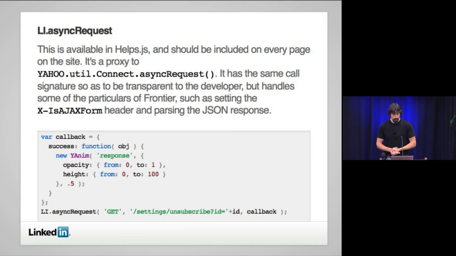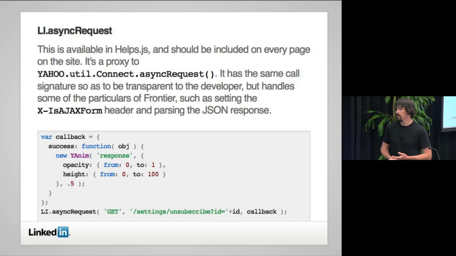It takes three parameters, which is the verb you're using, either get or post, the URL you want to hit, and a callback. And by default, you actually don't even have to pass in a callback. You can let this succeed silently. For instance, we use it for some tracking events, and we don't really care about the response from the server. We just want to fire it off and forget about it. So in that case, we don't really need a response.